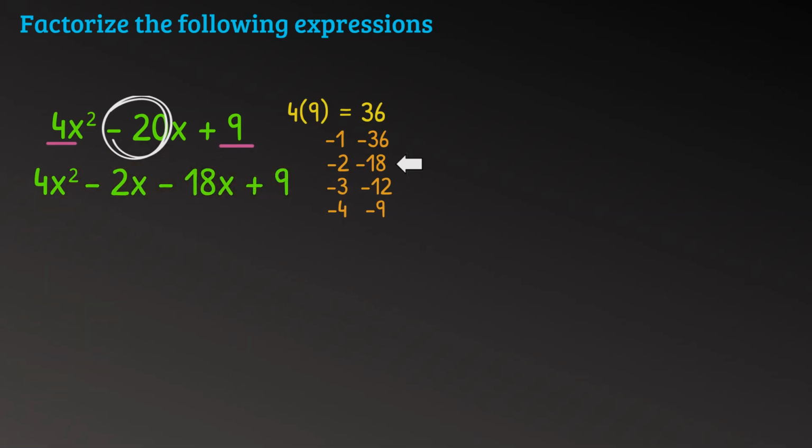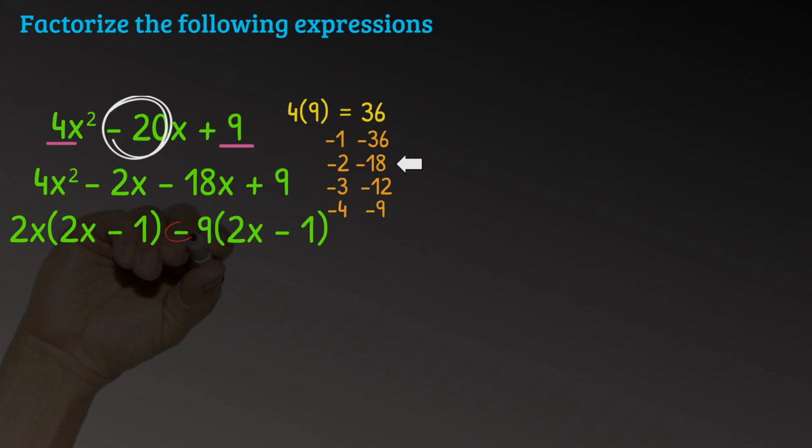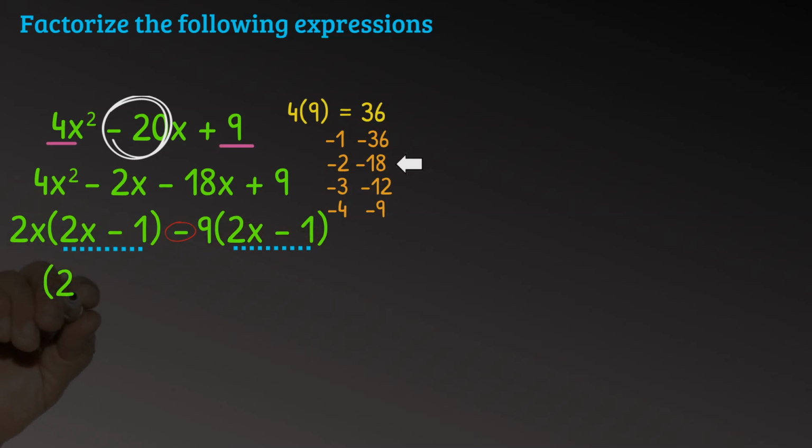and then we can find the greatest common factor for the first two terms, which is 2x, and if we multiply that by 2x minus 1, we would get 4x squared minus 2x. And the greatest common factor for the second two terms is 9. And if we multiply that by 2x minus 1, we get minus 18x plus 9 because of this minus outside the bracket. And we know we're doing it right because these two brackets are the same. So that becomes the first bracket of our solution. And because 2x minus 1 is multiplied by 2x and minus 9, the second bracket is 2x minus 9.